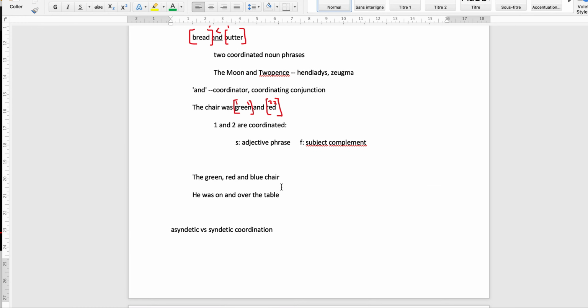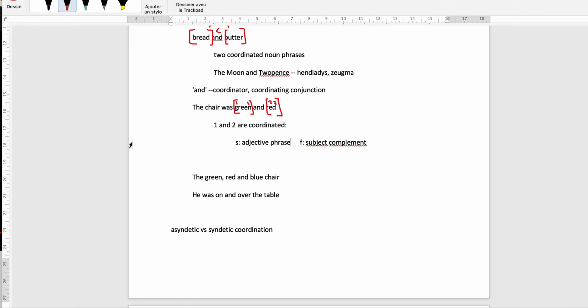Moving on a little farther, just another point in our next example. I'm going to be a little bit quicker because this is taking quite some time. Here we have our next example, the green, red, and blue chair. As I've said, we can link more than one thing together. Here we have green, here we have red, here we have blue.